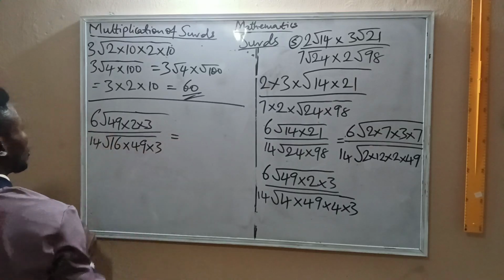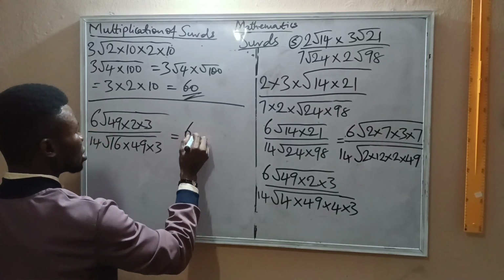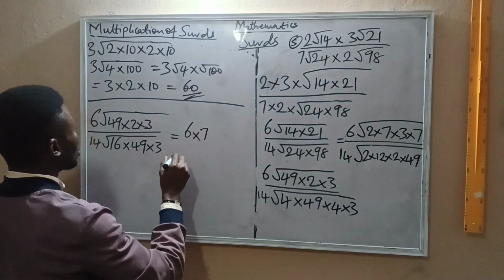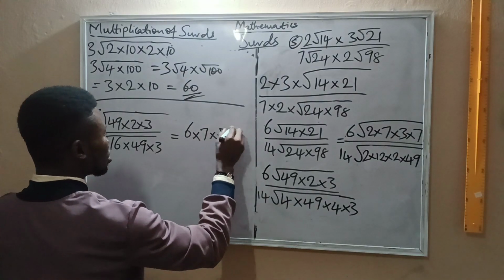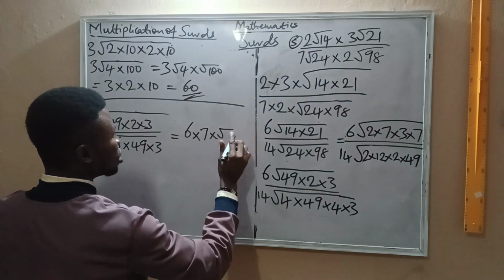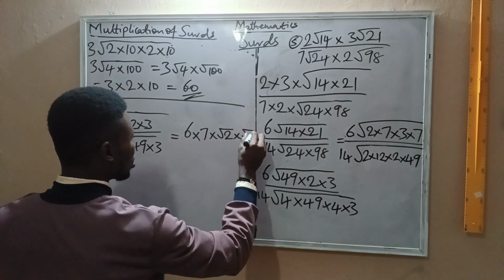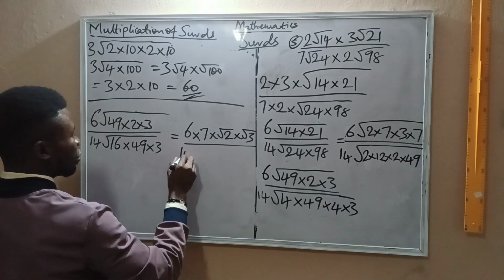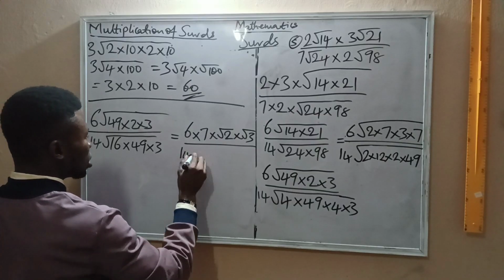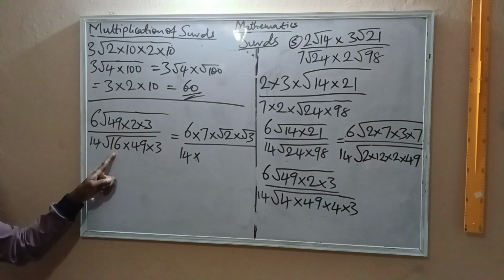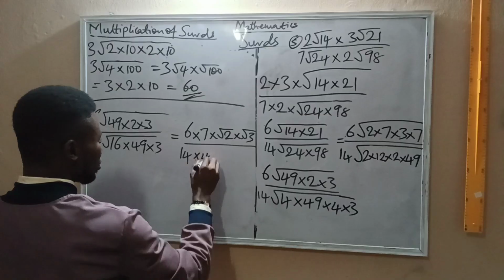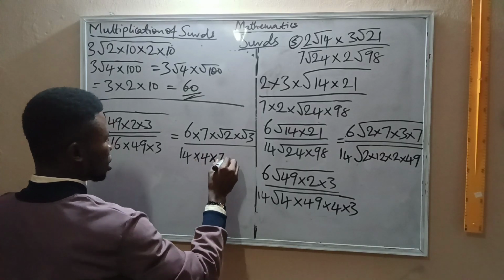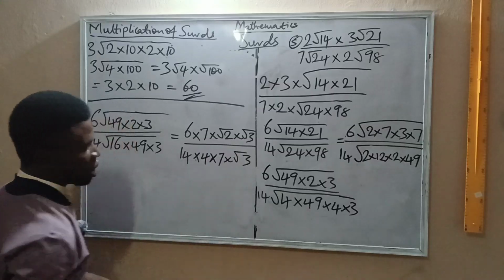And this is now 6 times surd 49 is what? 7. Multiplied by surd 2 times surd 3. All over 14 times, so 16 is what? 4 times 4. So 49 is 7. Then multiply by surd 3.